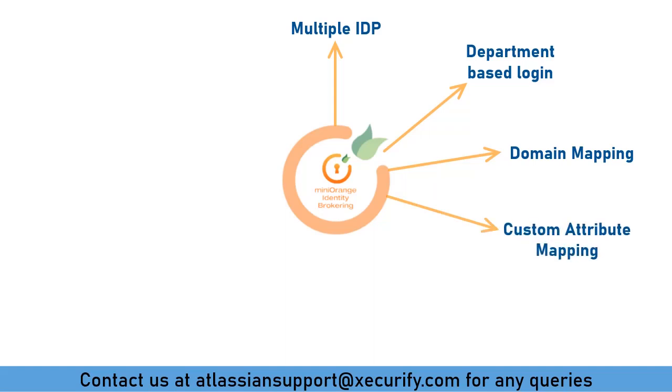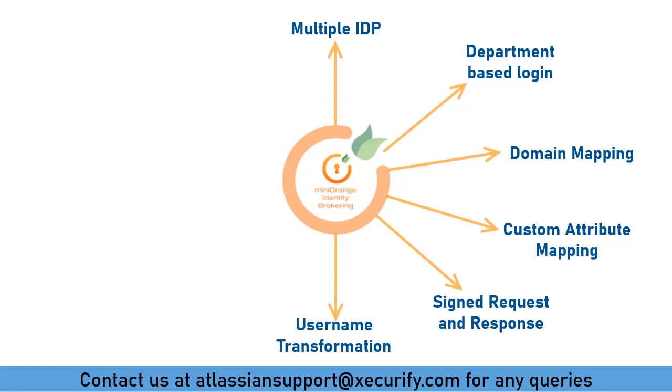Custom attribute mapping is a provision to update the user profile attributes in the application with the user attributes received from the IDP. Secure your SSO with signed requests and encrypted SAML assertions. Username transformation extracts the required username from the received attribute using a regular expression. Group mapping allows you to map users' IDP groups to application groups. Integrate your application with multiple user stores, like AD, LDAP, external database, etc., to easily manage your users.